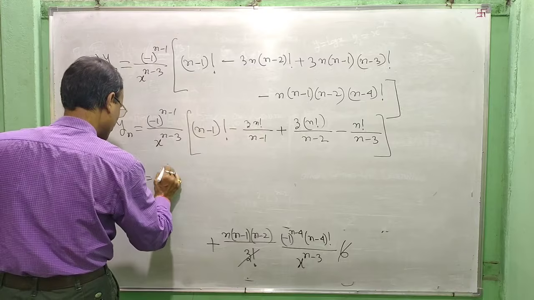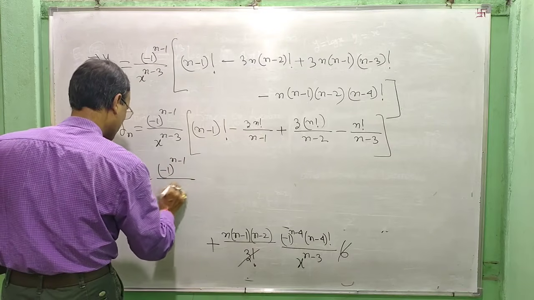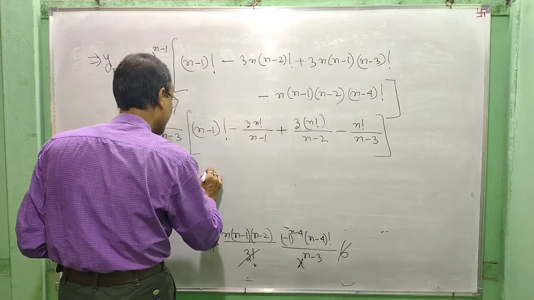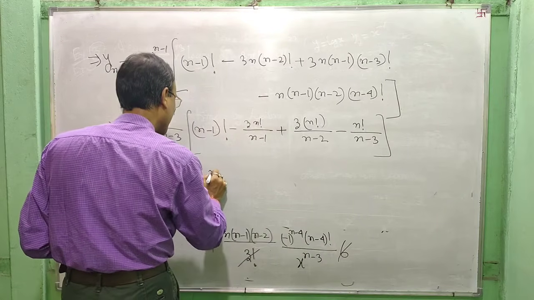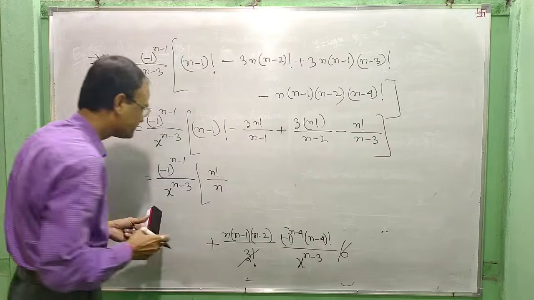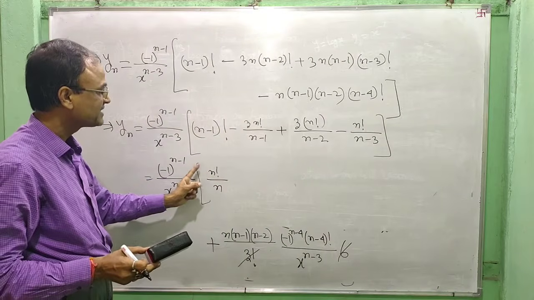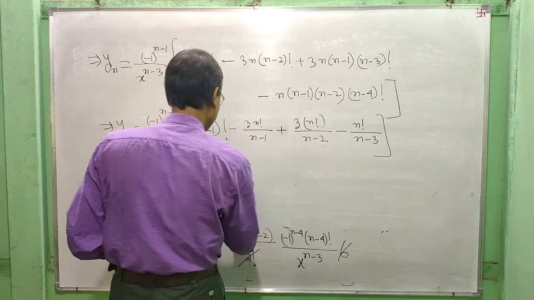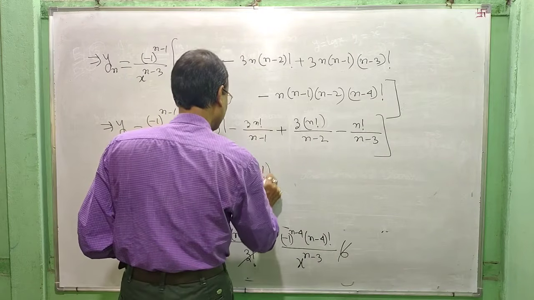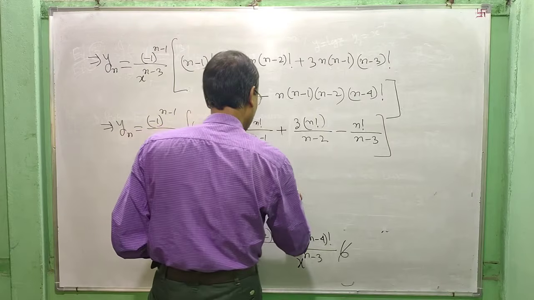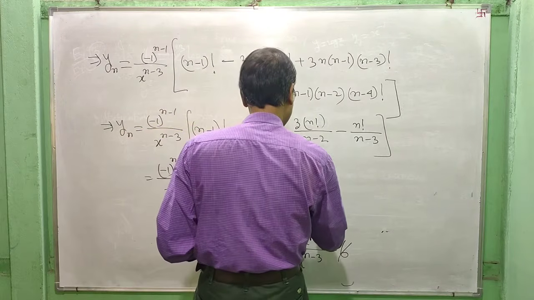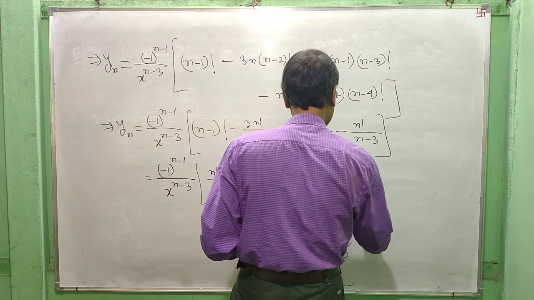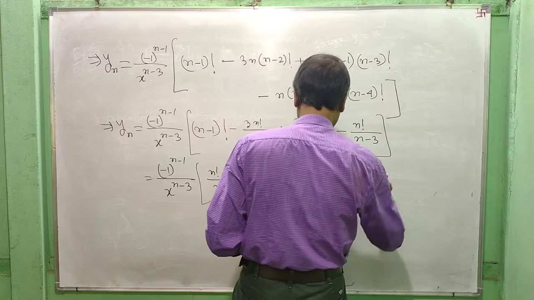Now, this is equal to minus 1 whole to the power n minus 1, x to the power n minus 3. You may write here factorial n divided by n. Factorial n can be written as n into factorial n minus 1, and n will be cancelled. Minus 3 factorial n divided by n minus 1 plus 3 factorial n divided by n minus 2 minus factorial n divided by n minus 3. You may write like this.